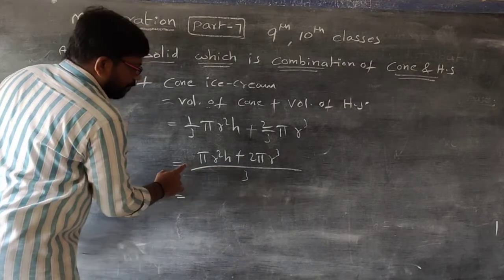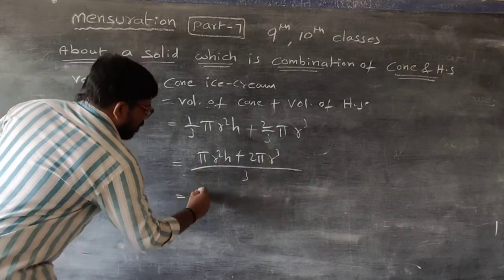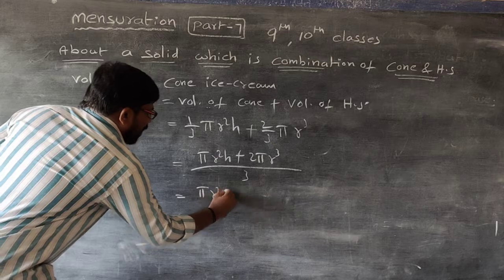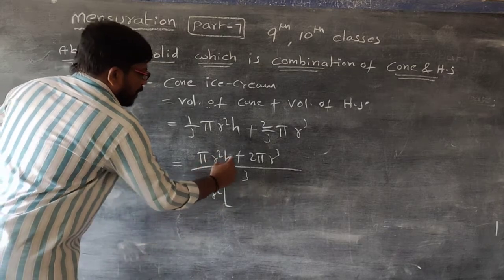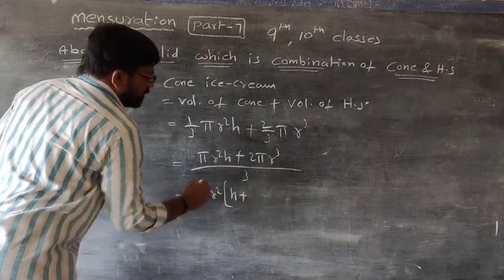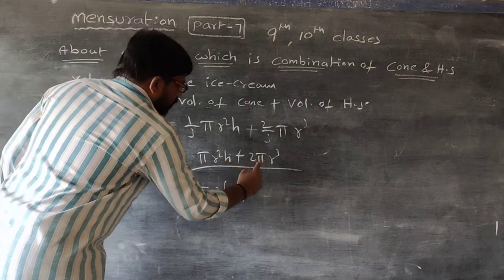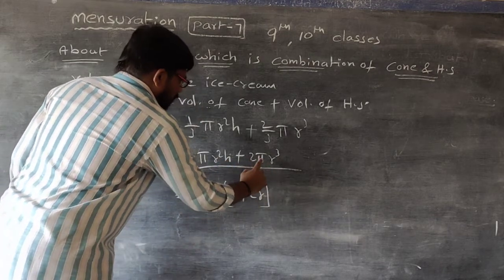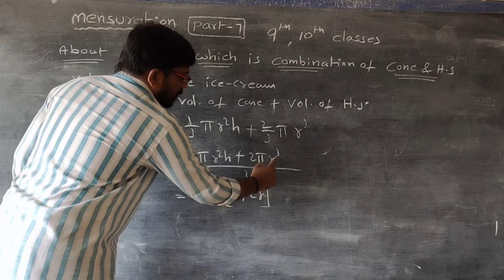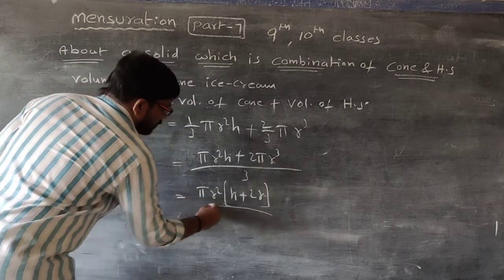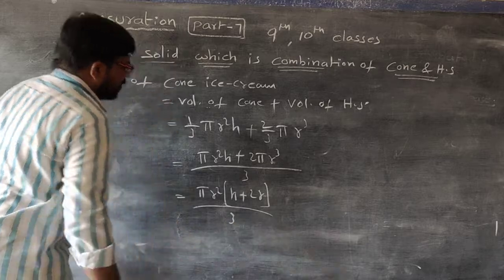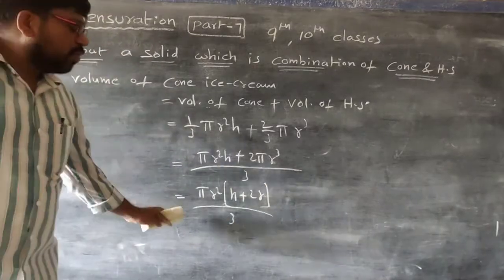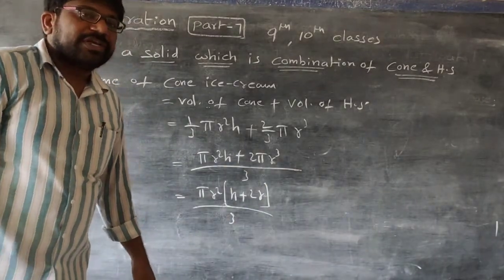From both, take pi r square common. Pi r square into h plus, here h is remaining, h plus 2r, and 1 r is left. So pi r square (h plus 2r) by 3. This is the volume of the cone ice cream.